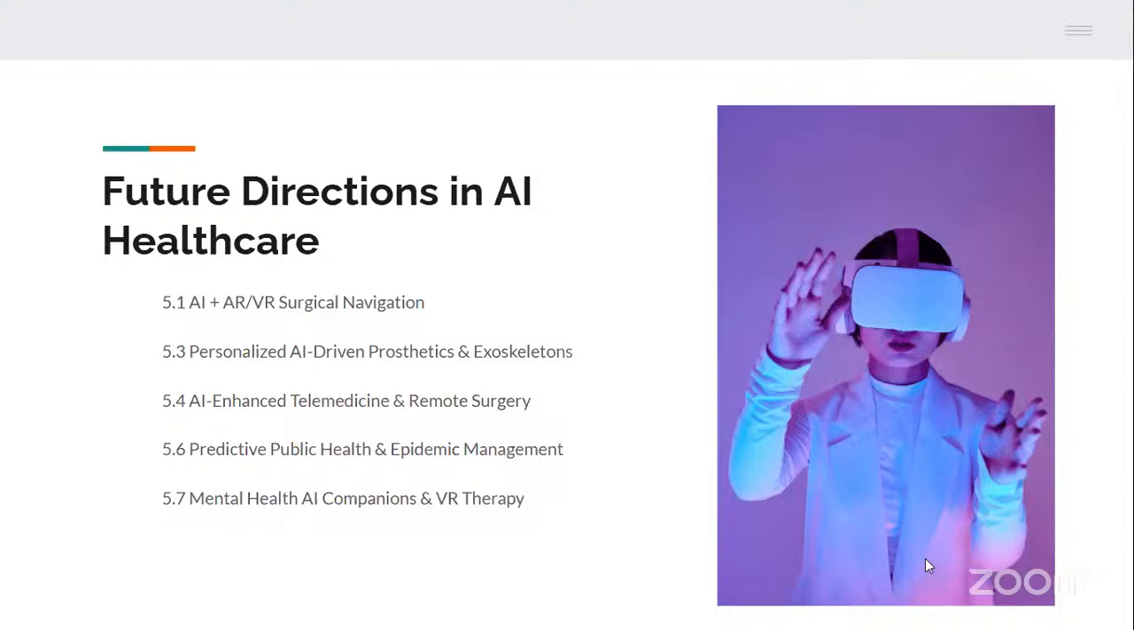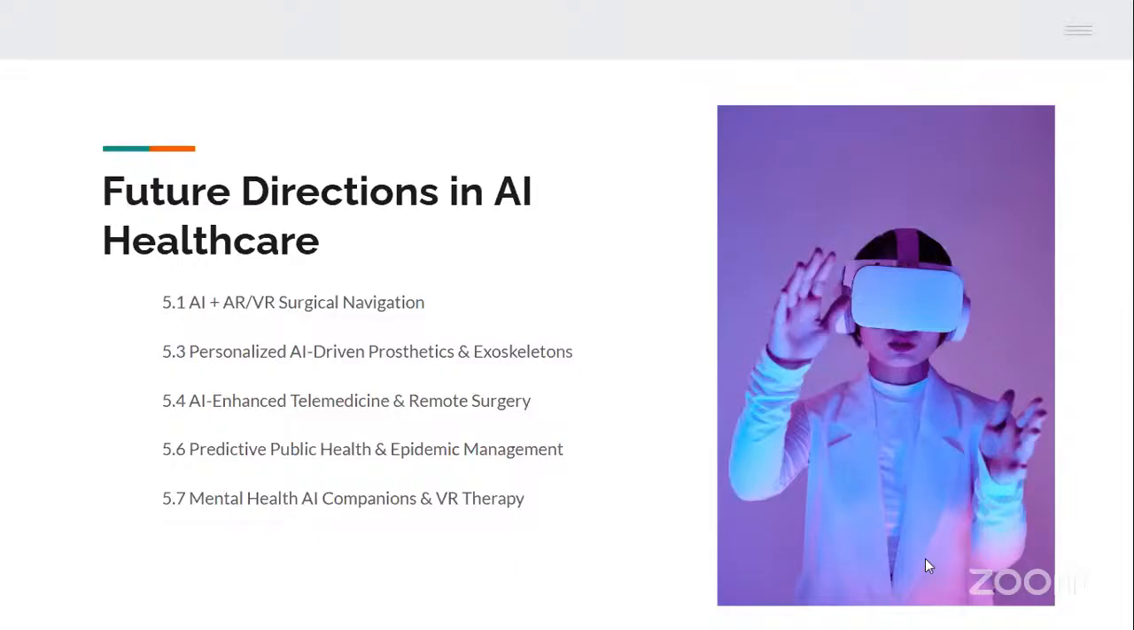Personalized AI-driven prosthetics and exoskeletons. People with prosthetics can be more functional, and they can work perfectly with the use of AI. AI-enhanced telemedicine and remote surgery. As I said earlier, diabetic retinopathy can be diagnosed remotely. Even in future, a remote surgery method could be possible.